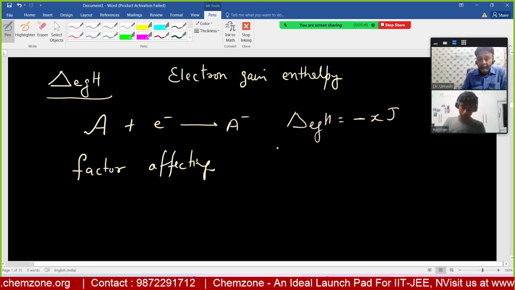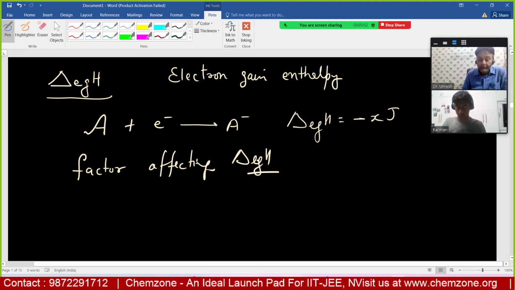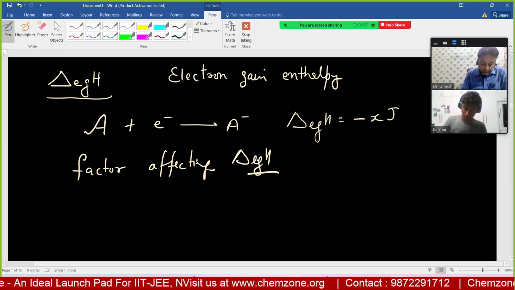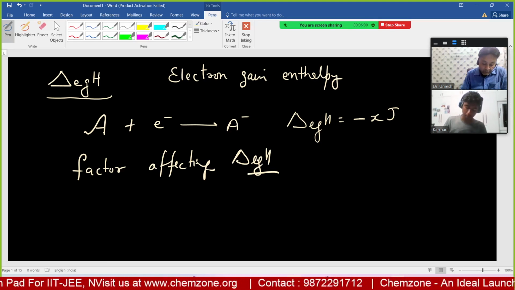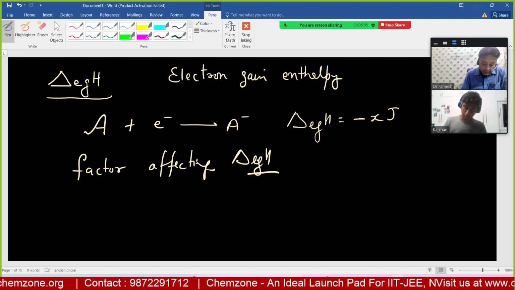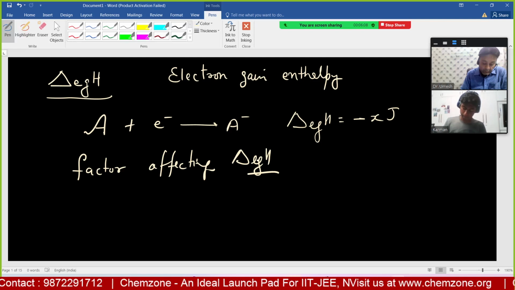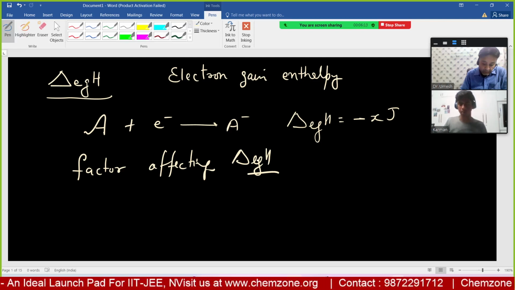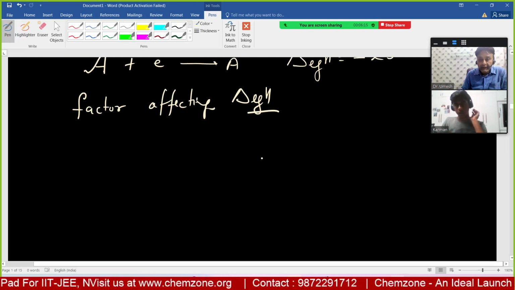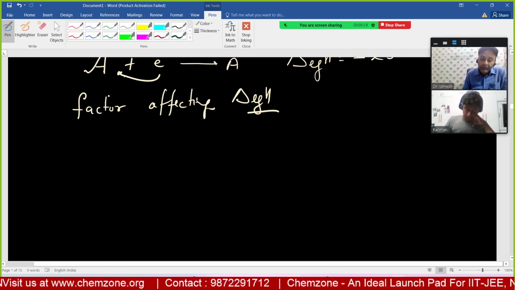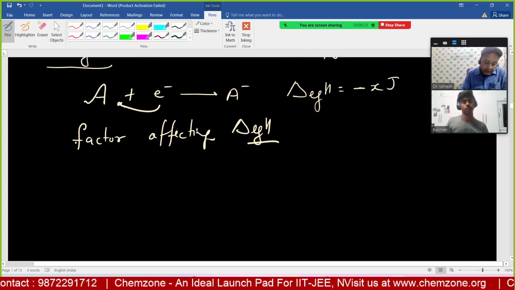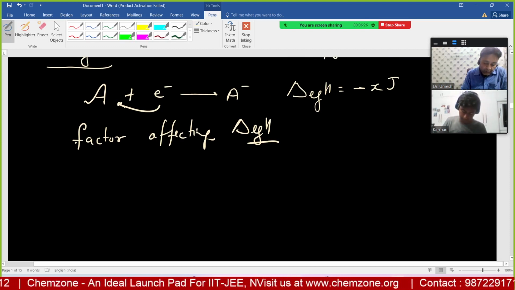Now factors affecting electron gain enthalpy, sorry. It means the greater the attraction for the electron, the more the amount of energy released. Clear? Write it down. More the attraction for the electron, more the energy released.